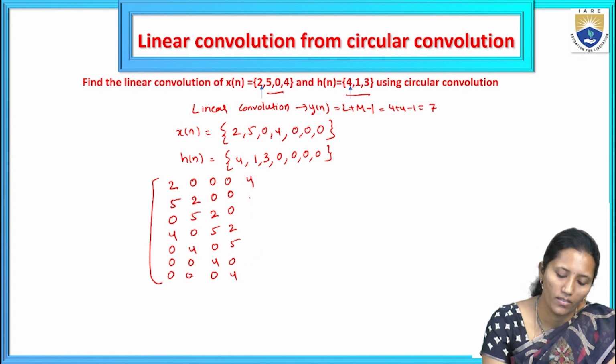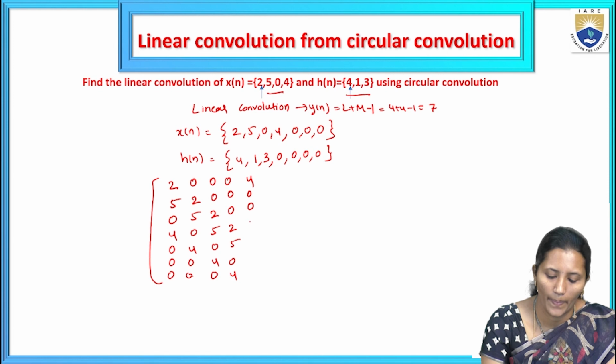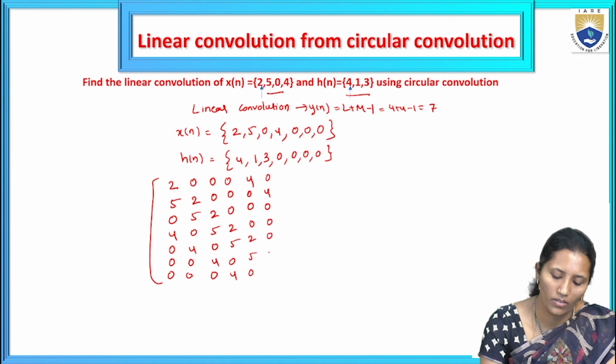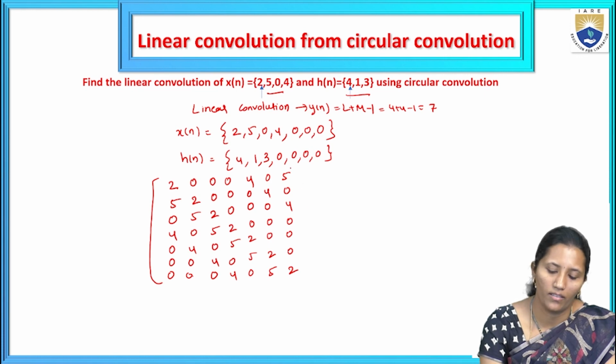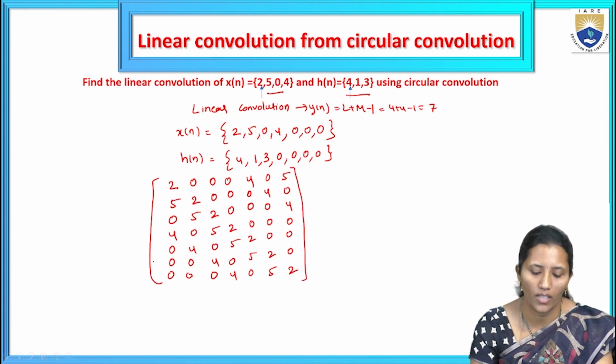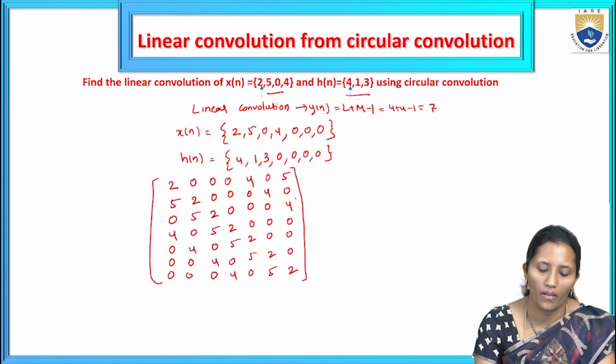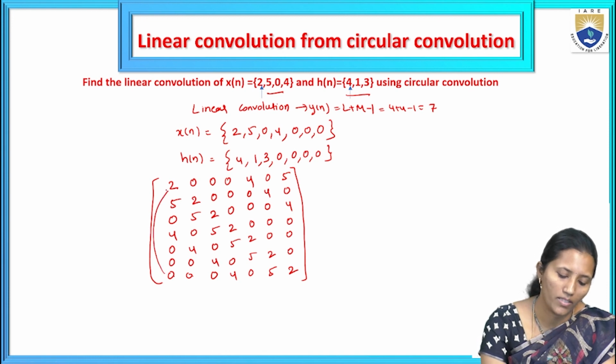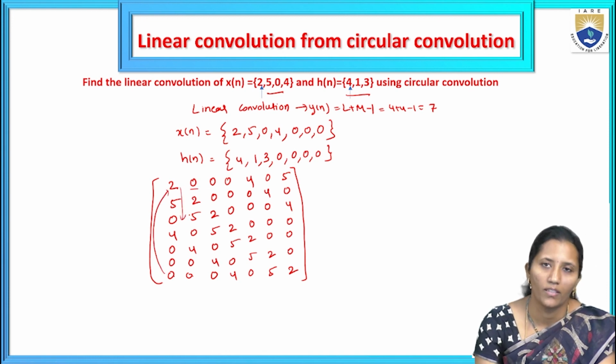So 4, 0, 0, 0, 2, 5, 0, and the last sample will come to the first. So 0, 4, 0, 0, 0, 2, 5, and 5 will come here, 5, 0, 4, 0, 0, 0, 2, and if we repeat this rotation again, we will get the first column. So stop here. The length of y of n is 7, so we repeated this 7 times. The last sample will come to the first, so 0 will come here, and these will come down.